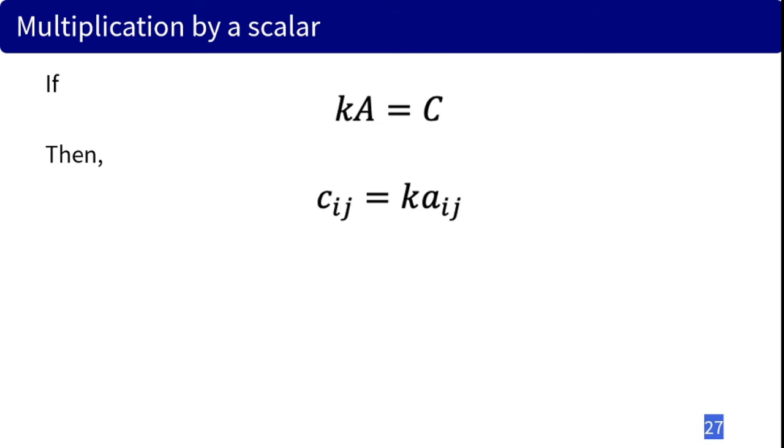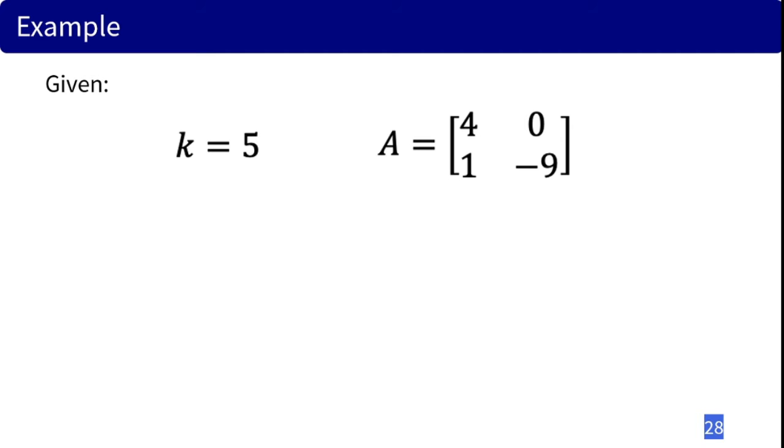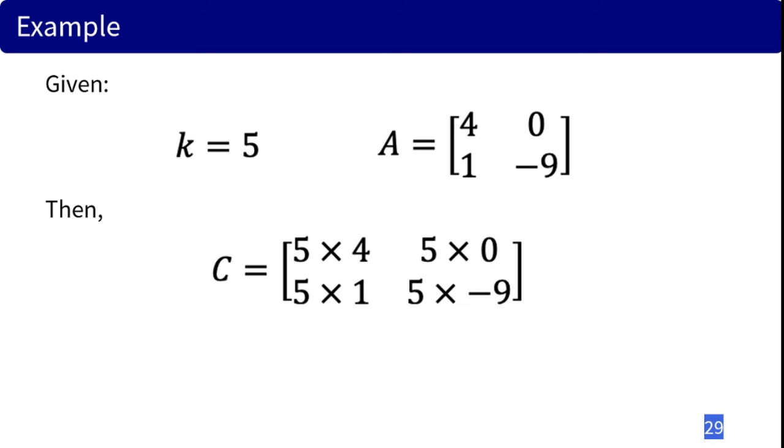Therefore, the elements of C are the products of the scalar and the elements of A. For example, we're to multiply matrix A with these elements by scalar 5, k equals 5. The product is therefore obtained by multiplying each element with 5, such as this. We multiplied each of the elements of A with the scalar 5, such as 5 and 0, 5 and 1, and 5 and negative 9. And here we obtain the product matrix C with the following elements.